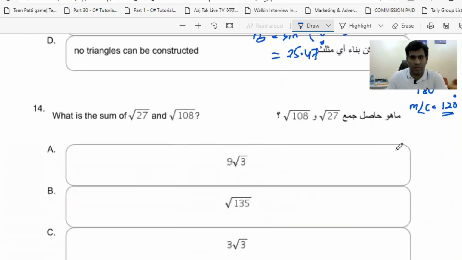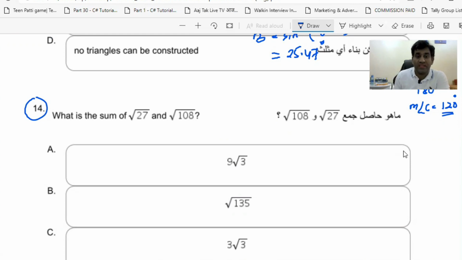The next question is about: what is the sum of the square root of 27 and the square root of 108? This is, I would say, a simple calculator question. If you put the square root of 27 and the square root of 108 in your calculator, you will definitely end up with one of the available options. It's a low-effort question. But if I can solve it without a calculator, this idea is really useful, because you may not get the exact question, but the ideas and points I'm going to discuss may help you solve others.